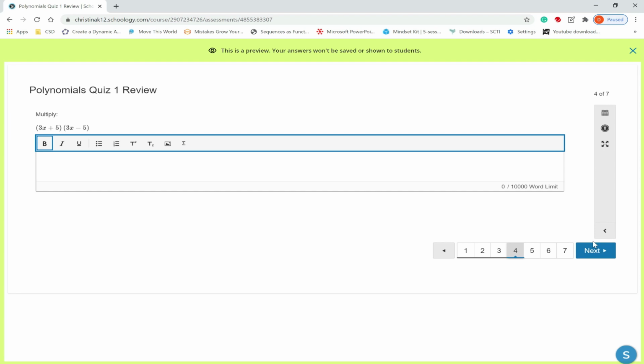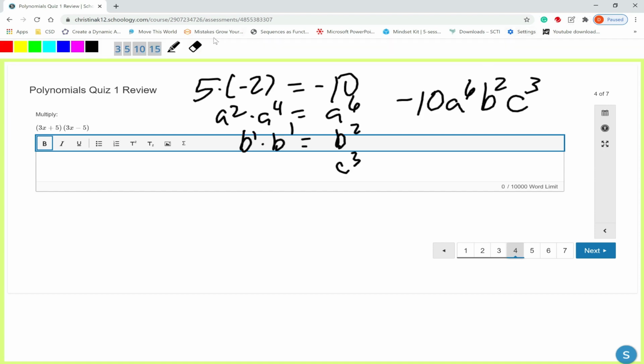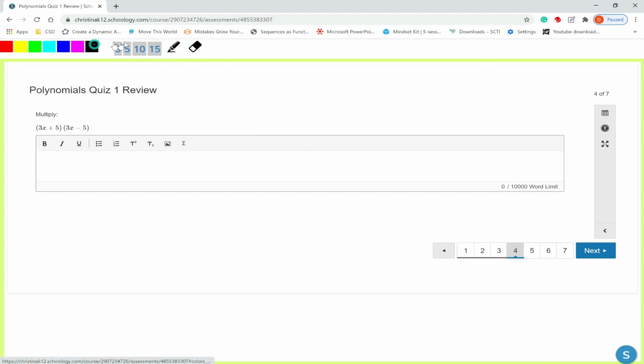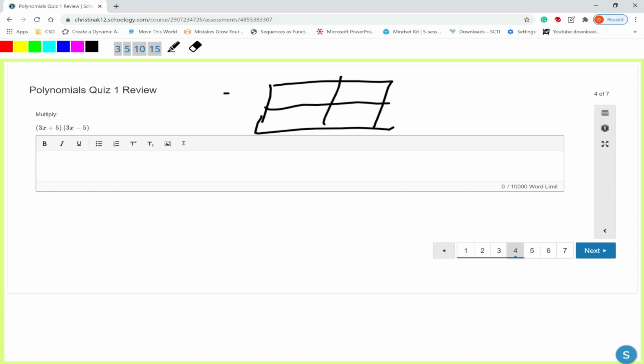Number 4, we're multiplying the polynomials 3x plus 5, 3x minus 5. So let's clear out our old work. So I'm going to use a box. Additionally, you could use foil, but I'm going to use the box. 3x and 5, 3x minus 5. 3x times 3x is going to be 9x squared, 3x times negative 5 is going to be a negative 15x, 5 times 3x is going to be a positive 15x, and 5 times negative 5 is going to be negative 25.